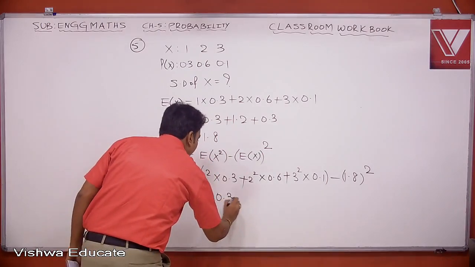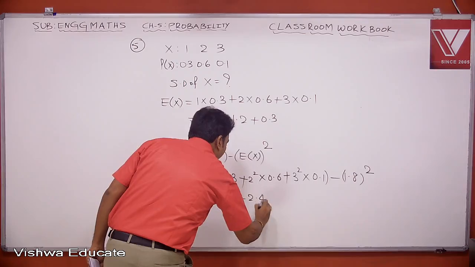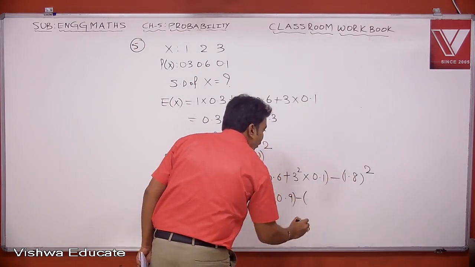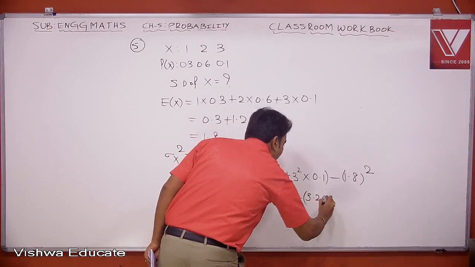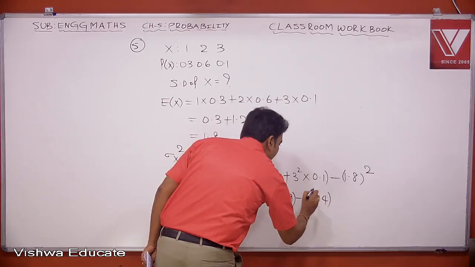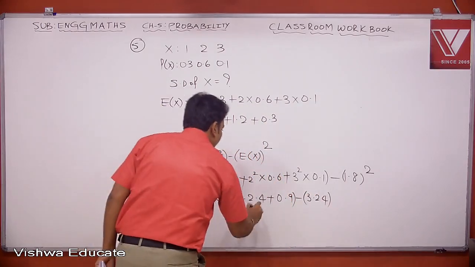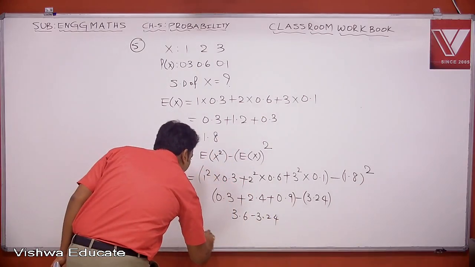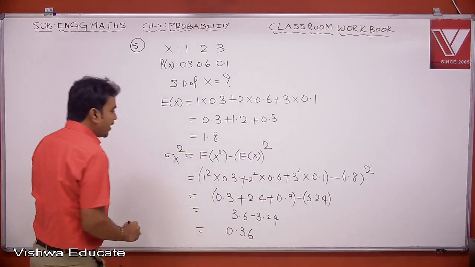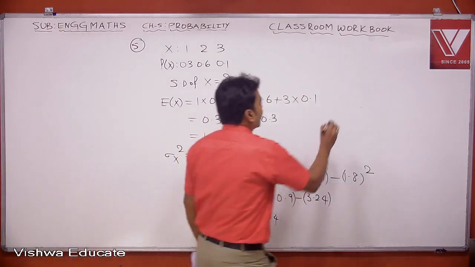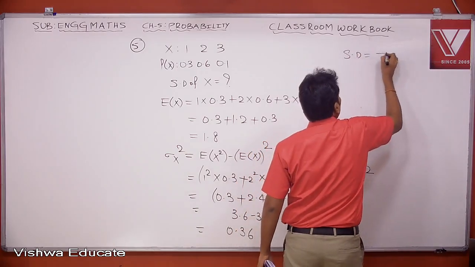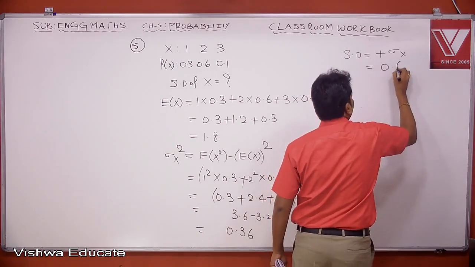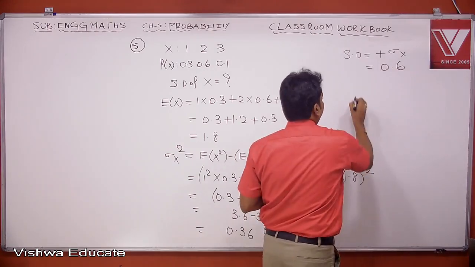This is 0.3, 4 into 0.6 is 2.4, 9 into 0.1, so this is 0.9, minus 1.8 square is 3.24. This is 3.24. Now this is basically 3.6 minus 3.24. So therefore here this is 0.36. So variance value is 0.36. So here the standard deviation is positive square root of sigma x square. So the square root of this 0.36 is 0.6. So option D is right answer.